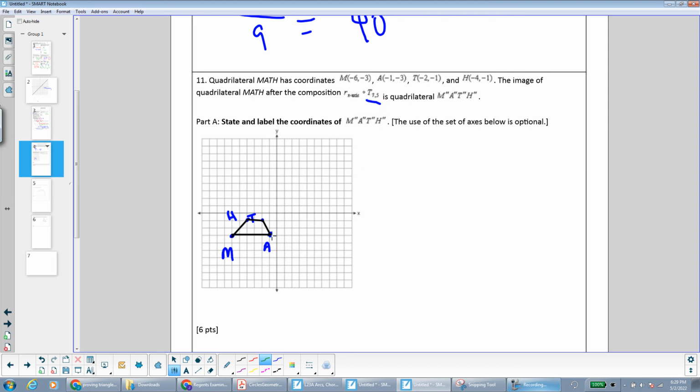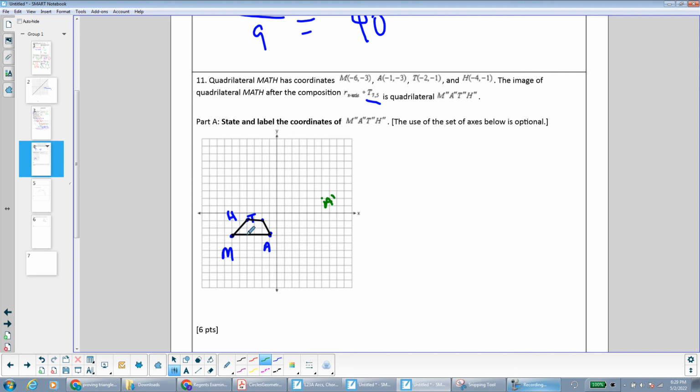So I'm going to move 1, 2, 3, 4, 5, 6, 7 to the right. 1, 2, 3, 4, 5. That would be right here. Oh no, what happened there? I'm going to have to count again. 1, 2, 3, 4, 5, 6, 7. 1, 2, 3, 4, 5. And that is A prime.